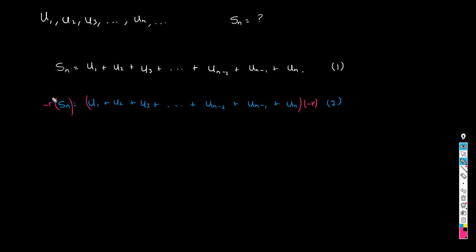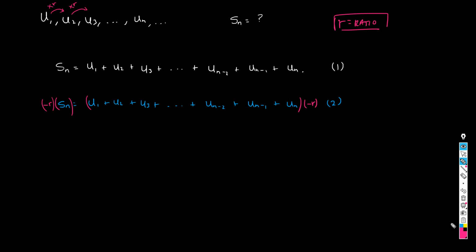And what is r in this case? Well, it's the same thing that we have been talking about. r stands for the ratio of my particular geometric sequence. Remember that this is a geometric sequence, so u1 times r gives me u2, u2 times r gives me u3, etc. So that's what this r means. It's the ratio of this particular sequence.